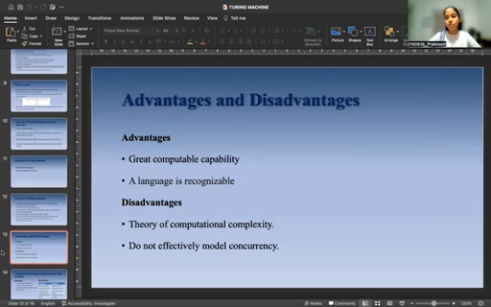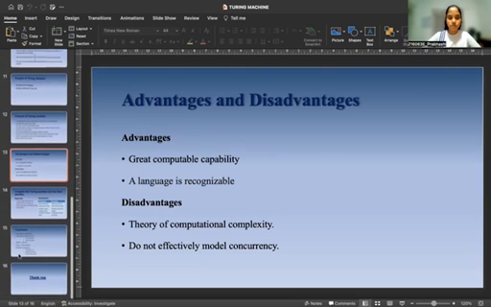Thank you, Pahan. I'm going to talk about the advantages and the disadvantages of Turing machines. So the advantages are great computable capability and that a language is recognizable. The Turing machine is one of several possible simplified models of the idea of a computer. They are simple to describe, simple to use, and suitable for demonstrating that some things are challenging or impractical. Turing machines have the advantage of unlimited memory, even though they are similar to finite state machines. They can actually solve problems that no finite computers can because they have unbounded memory, in contrast to real computers.